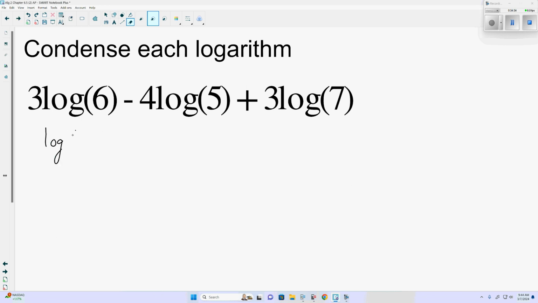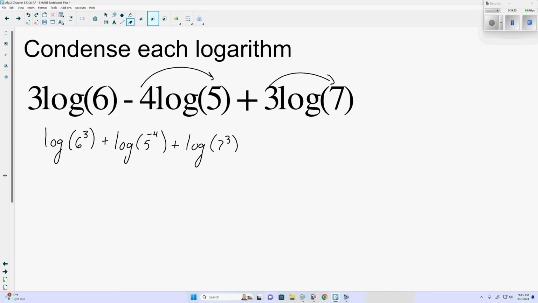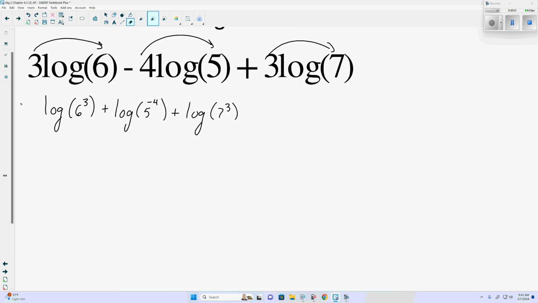So exponential, we'd say log of 6 to the third, minus, or well, plus, because here, log of 5 to the negative 4, plus log of 7 to the third, because we want to take these numbers back up as exponents, and we take the negative with it. And this is one of the cases where I feel taking the negatives with it makes it helpful, because otherwise we would need to really arrange it so the two positives are first, all the ones with minus are second. Then we would group and group and go from there.